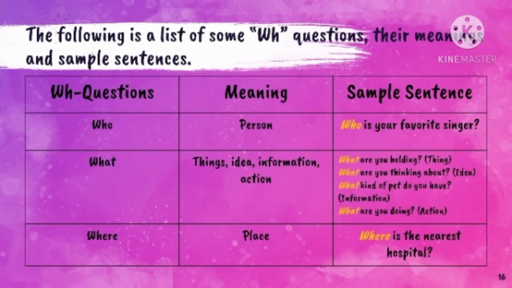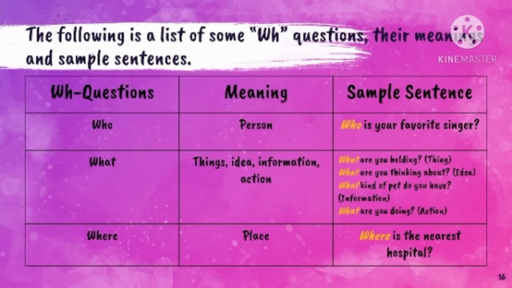For us to be enlightened and to understand more about the WH questions, let us define them one by one and state an example. First, the WH question who. Who asks for a person. For example, who is your favorite singer? Next, the WH question what.